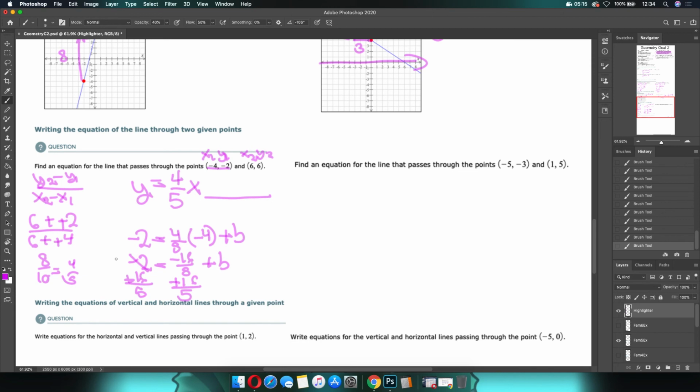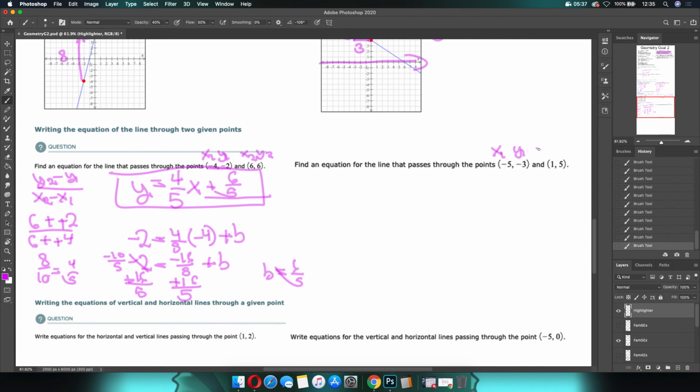Let me convert that to fifths. So that's negative 10 over 5. So our b is going to be 16 minus 10, 6 fifths. So b equals 6 fifths. Okay, a little annoying, but nothing undoable. Nothing that's just beyond the pale.